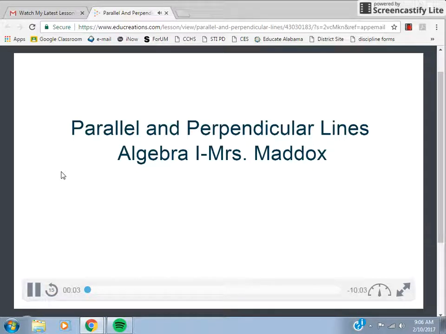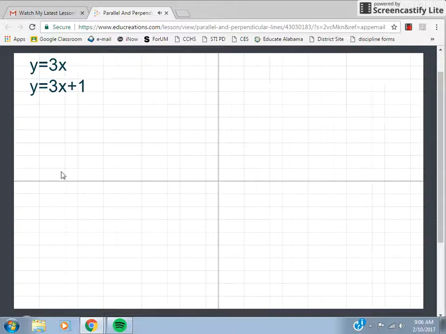This lesson is on determining whether two lines are parallel or perpendicular. Before we really dig deep into this, let's look at these two equations. Let's graph them. Alright, let's look at this first one, y equals 3x. We know that the number in front of our x is our slope. So m is equal to 3 over 1.